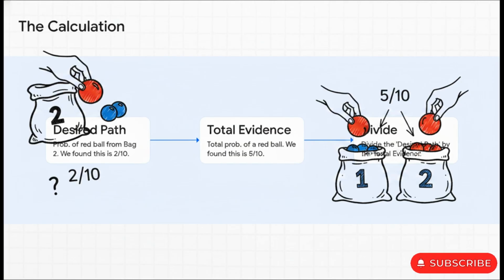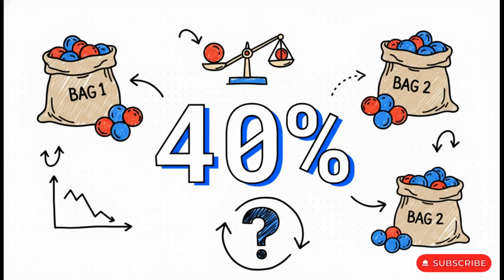Our desired path is the one where we get a red ball specifically from bag 2, which we know has a probability of 2/10. Our total evidence is just the overall chance of getting a red ball from either bag, which we found was 5/10. All we have to do now is divide one by the other. And there it is. That's our answer. Given that we know the ball is red, the probability that it actually came from bag 2 is 2/10 divided by 5/10, which simplifies to 2/5 or 40%.